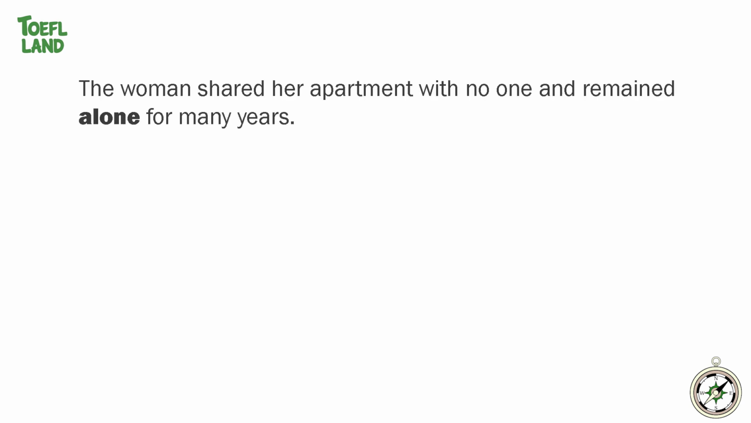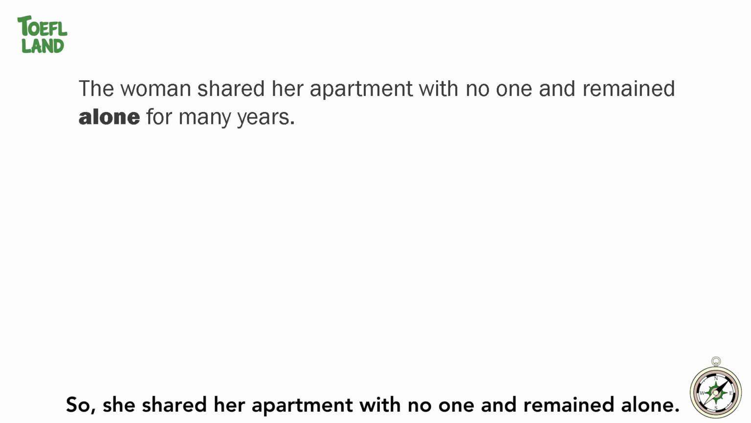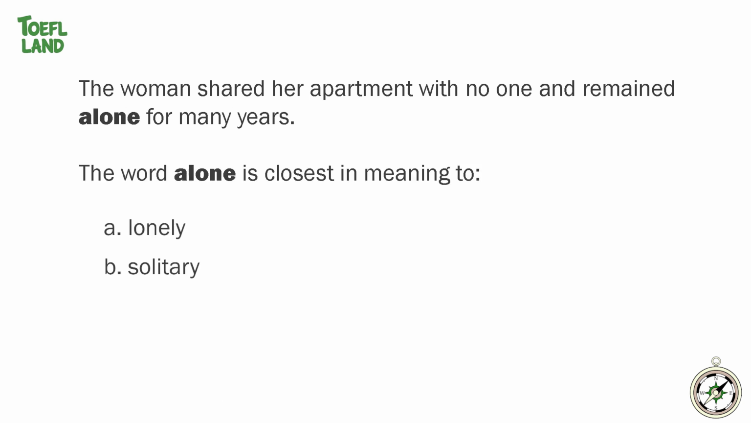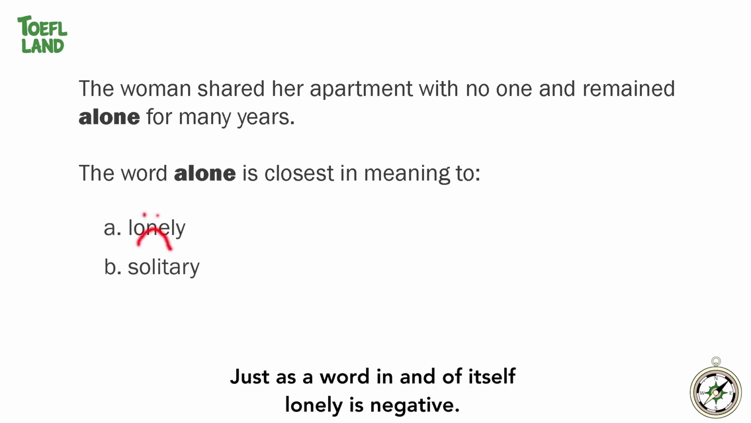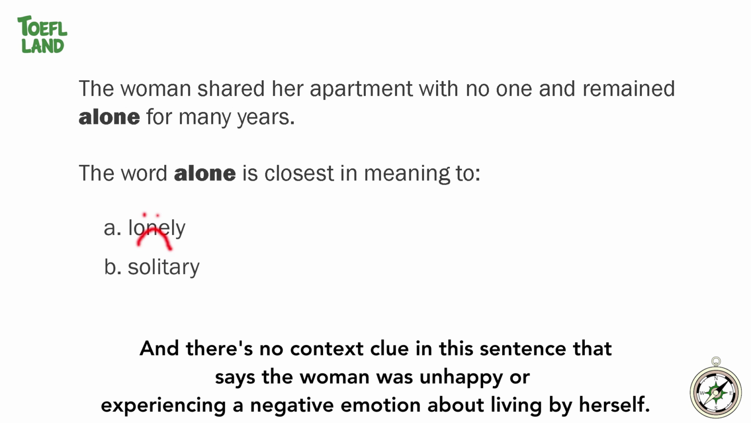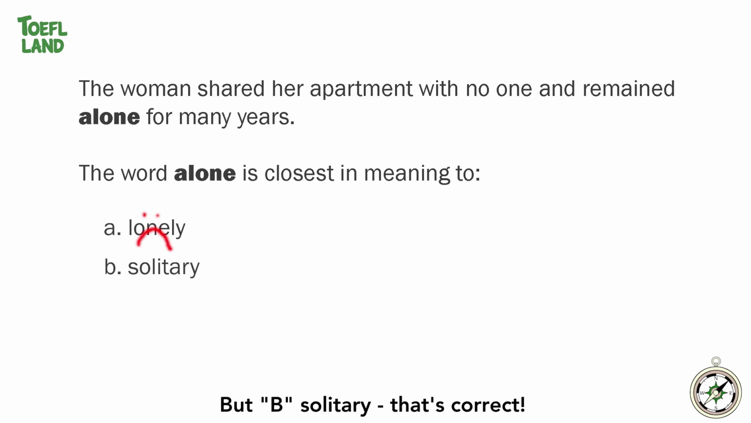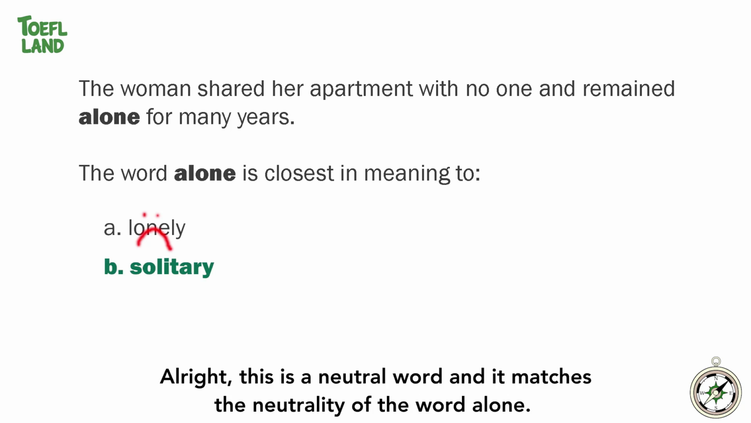For example, the woman shared her apartment with no one and remained alone for many years. So she shared her apartment with no one, remained alone. The word alone is closest in meaning to, is it A, lonely, or B, solitary? A is incorrect because lonely has a negative connotation. Just as a word in and of itself, lonely is negative. And there's no context clue in this sentence that says the woman was unhappy or experiencing a negative emotion about living by herself. But B, solitary, that's correct. Solitary just means by oneself. All right, this is a neutral word and it matches the neutrality of the word alone.